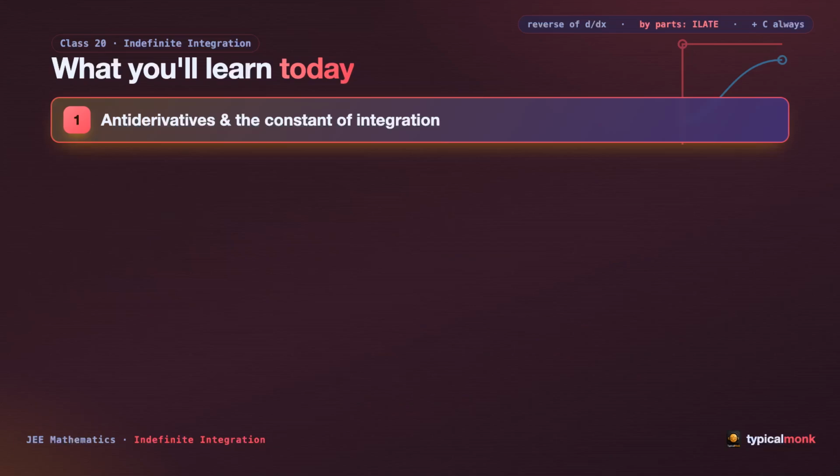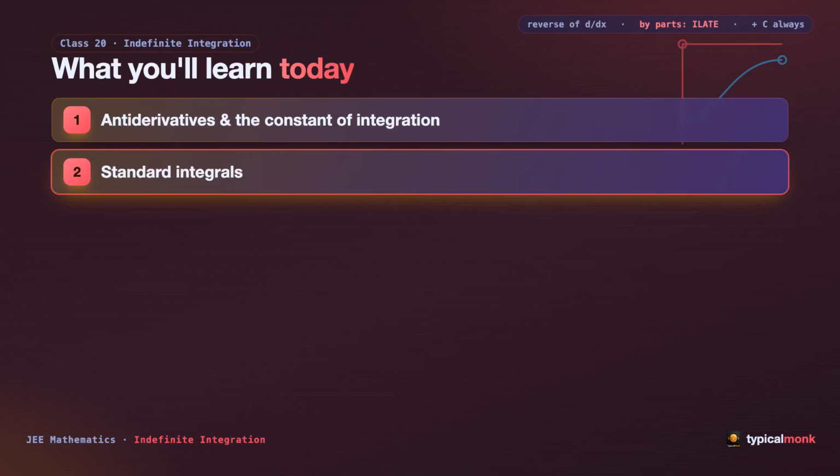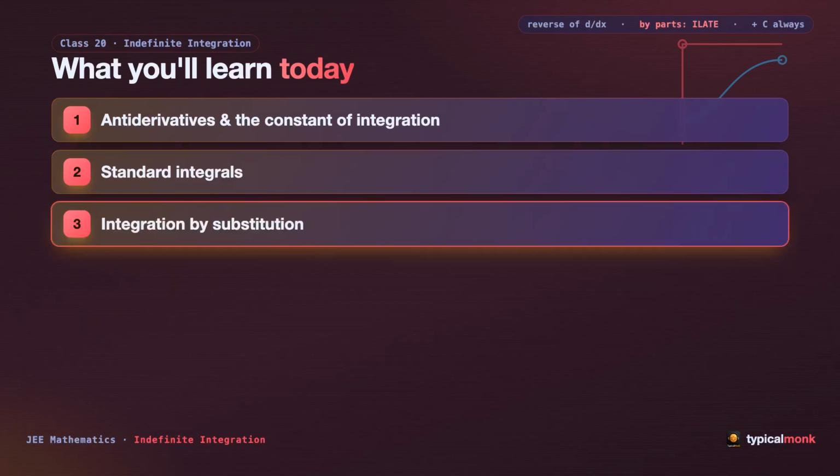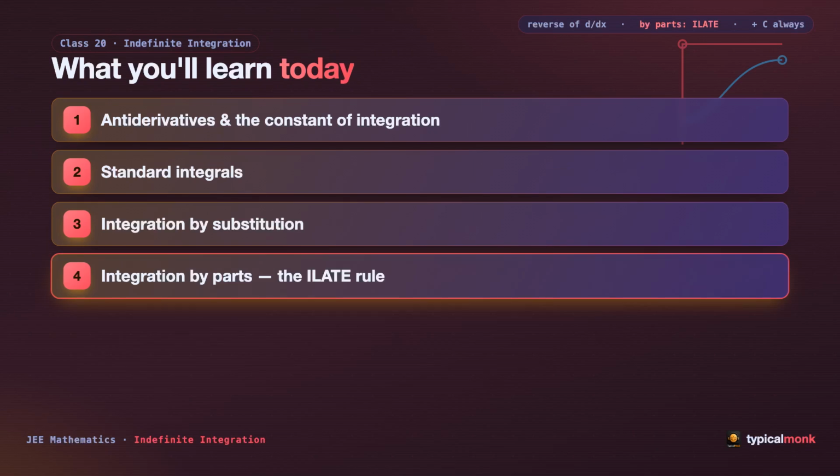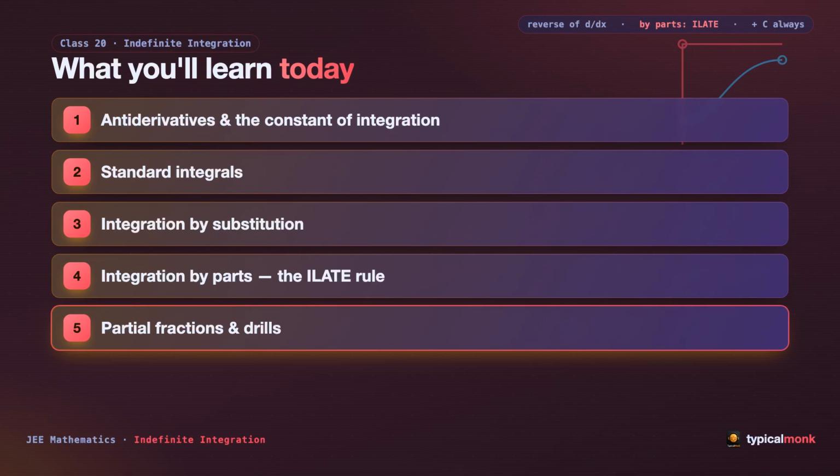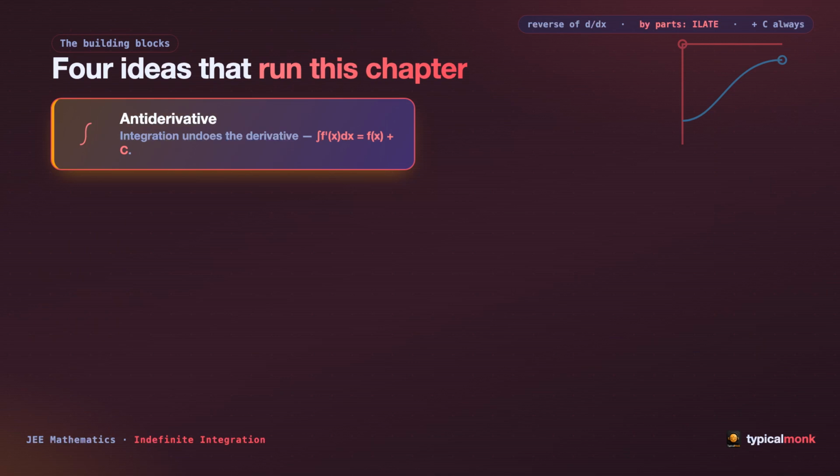Here is what you will learn today. First, antiderivatives and the constant of integration. Second, the standard integrals. Third, integration by substitution. Fourth, integration by parts, the ILATE rule. And fifth, partial fractions plus the drills, one idea at a time. Four ideas run this entire chapter. Look at them together first.